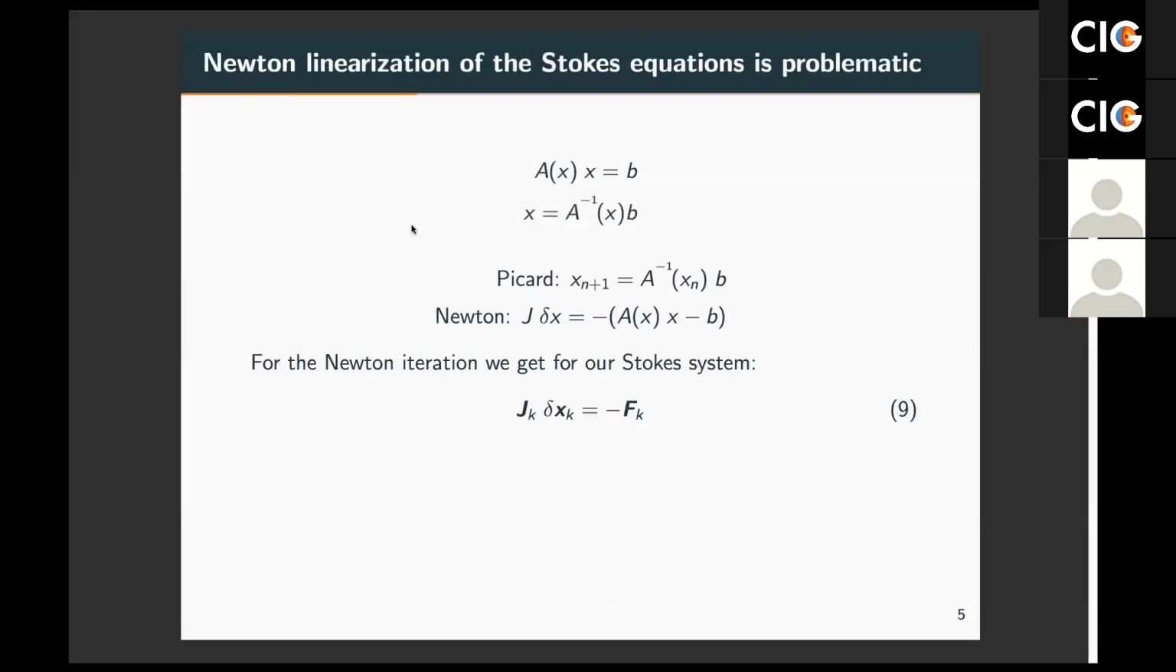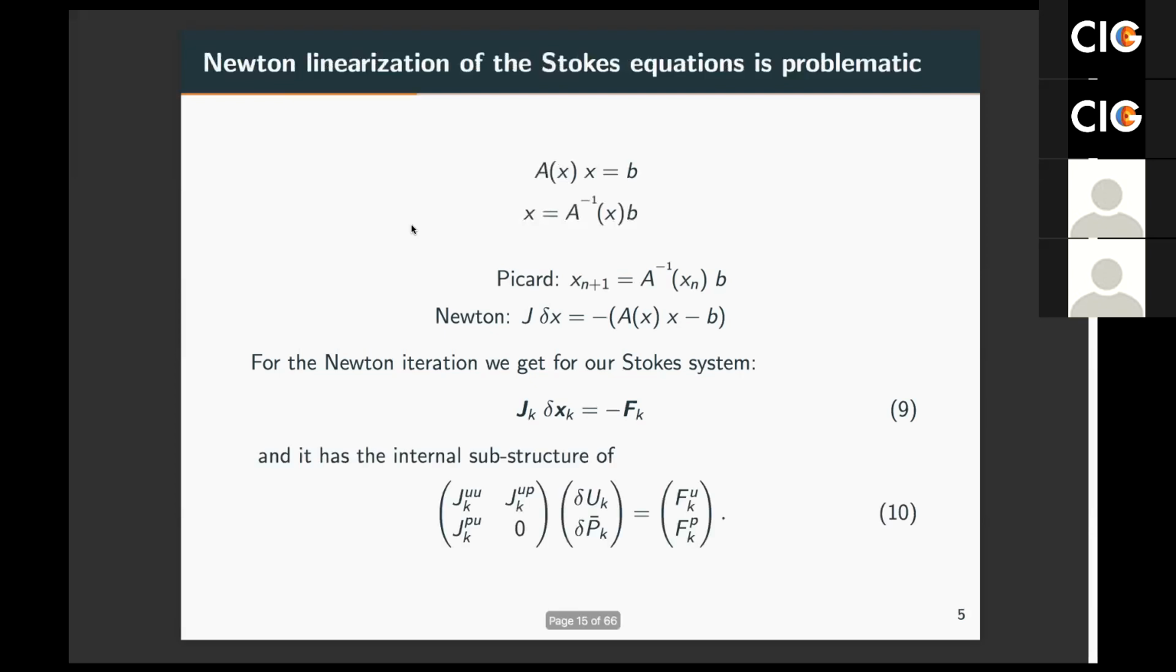So for Newton iteration, we write it like this, and this also has a very similar substructure as the substructure I showed you before. Only now delta X are the updates of the velocity and the updates of the pressure. And on the upper left corner, we have a block which is very similar to the upper left block of the previous system I showed.